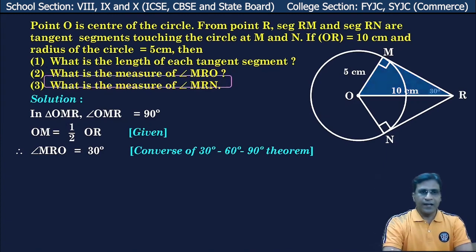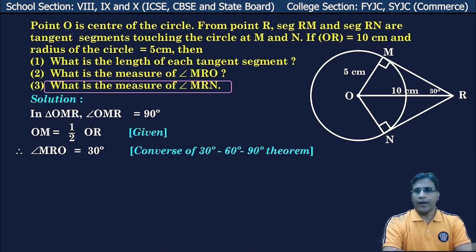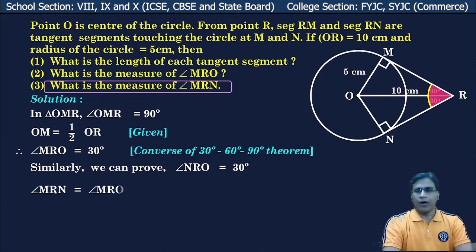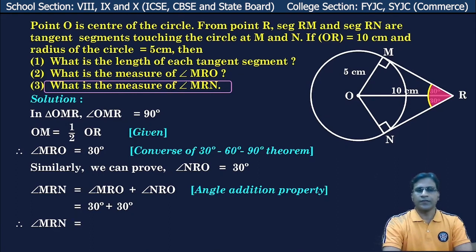Once we get this, our second question is to find the measure of angle MRN. Now, MRN is made up of two angles, angle MRO and angle NRO. So first we have to find NRO. Similarly, I can get the value of angle NRO as 30 degree. Now, angle MRN is made up of two angles, that is angle MRO plus angle NRO, angle addition property. Both the angles are of measure 30 degrees. So, 30 plus 30 will give us 60 degree. In other words, measure of angle MRN becomes 60 degree. I hope you have understood this sum also.